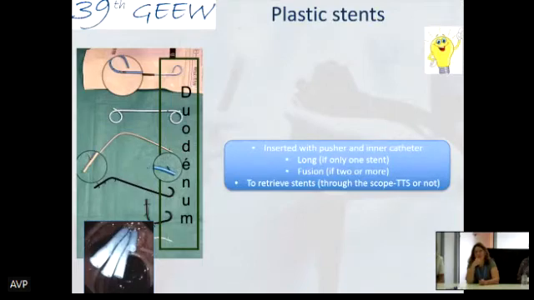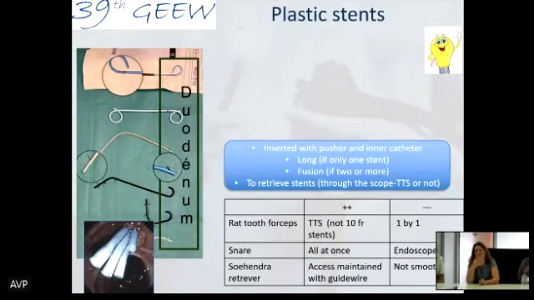And to retrieve the stents, we have many different ways of doing it, but we have to decide if we want to take it through the scope or not. So we have the rat tooth forceps that we can use to take them one by one through the scope, but not for 10 French stents, because it will block. And we have to take them one by one. The snare is a good solution. You can take them all at once, but you have to take out the endoscope. Even if you have difficulty getting there, maybe it's not what you want to do.